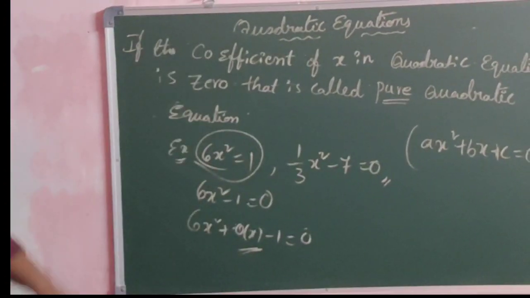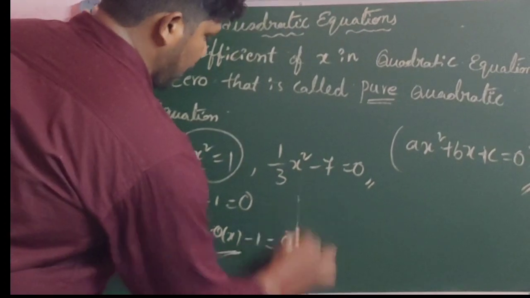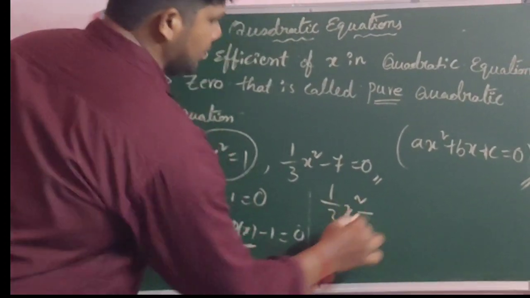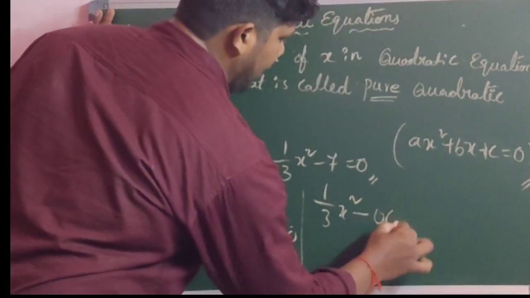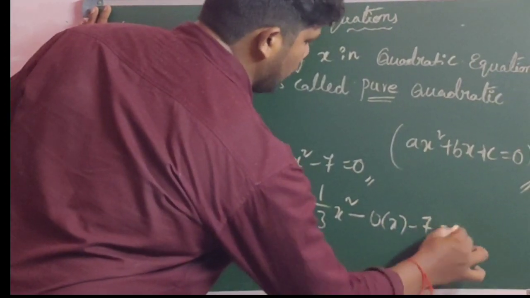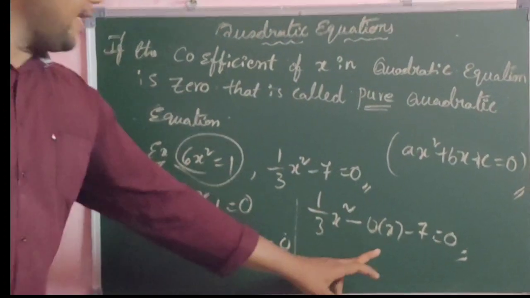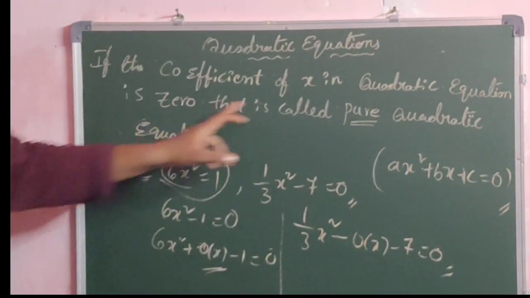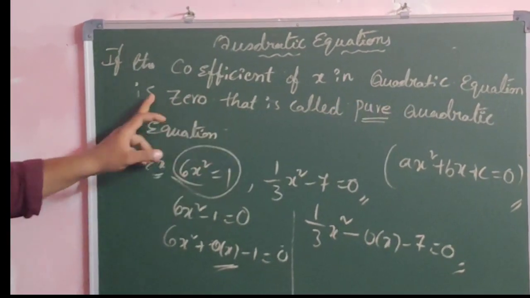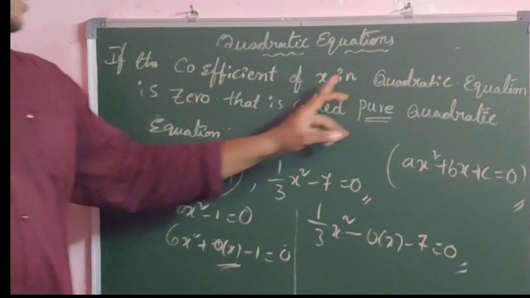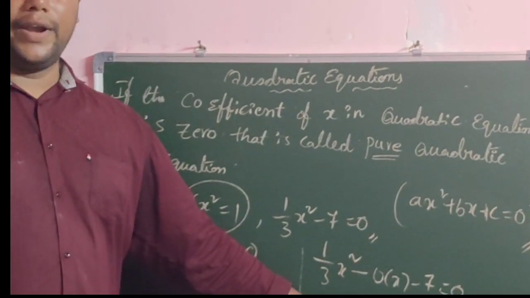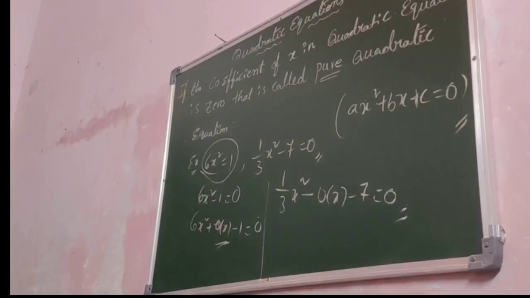Is that clear? Next one, 1 by 3 x square. This is 1 by 3 x square minus 0 into x minus 7 equal to 0. Right? So what is the x coefficient? It is 0. The coefficient of x in the quadratic equation is 0. This is called a pure quadratic equation.